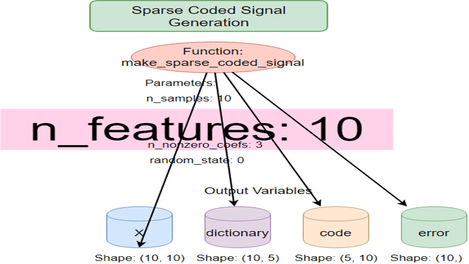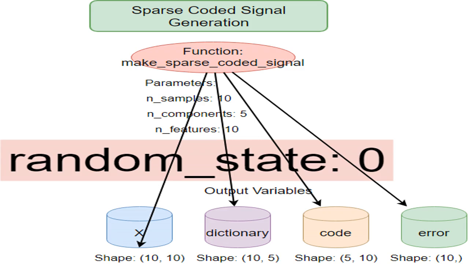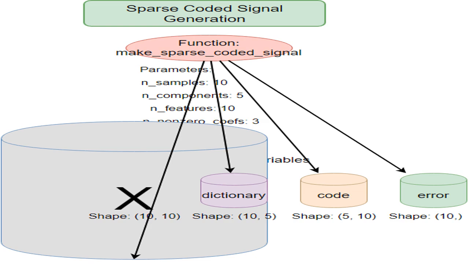This means that each signal sample is a linear combination of only a few of the components, resulting in a sparse representation. I'm setting the random seed to 0 to ensure that I obtain the same results every time I run this code. It makes the experiment reproducible. This is the generated sparse coded signal itself. It's a 10 by 10 matrix because I specified 10 samples and 10 features.